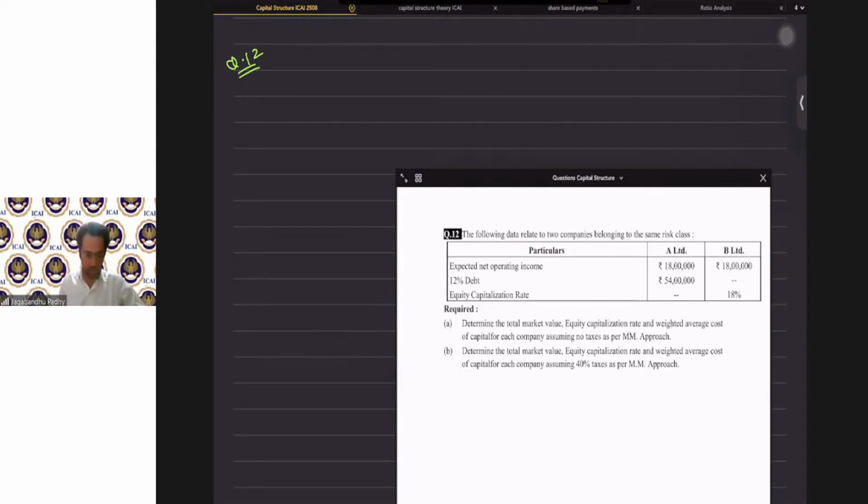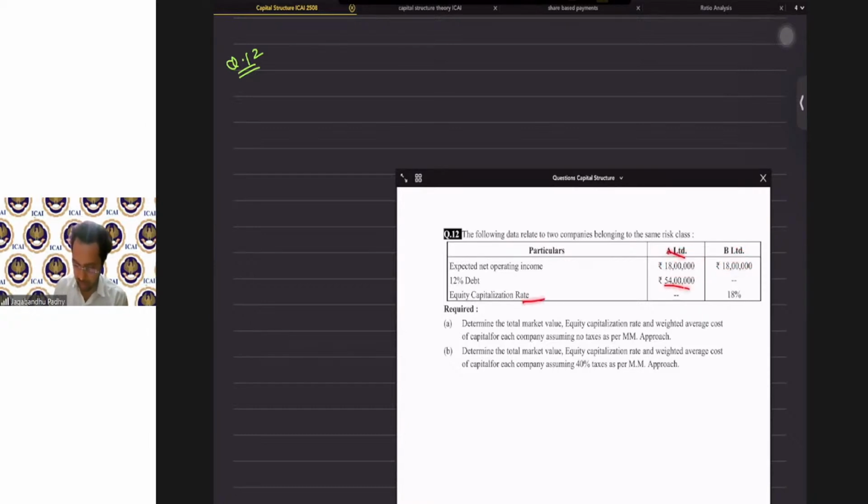The following data relates to two companies belonging to the same risk class, A Limited and B Limited. So expected net operating income. What is this expected net operating income? Undoubtedly, when you talk of expected net operating income, that's EBIT. We are talking of the EBIT portion. So for EBIT, expected net operating income is 18 lakhs. Okay, so that's 18 lakh for both.